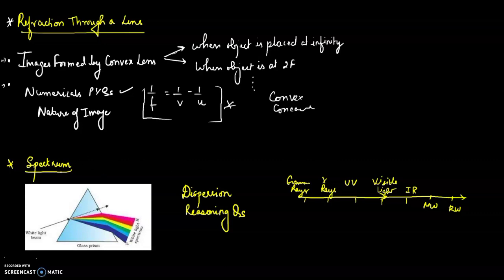Then we have spectrum, where dispersion is a very important definition, plus the reasoning questions are asked a lot. Then we have these gamma rays, X-rays, UV rays. They may ask you to arrange them in increasing order of wavelength or refractive index.